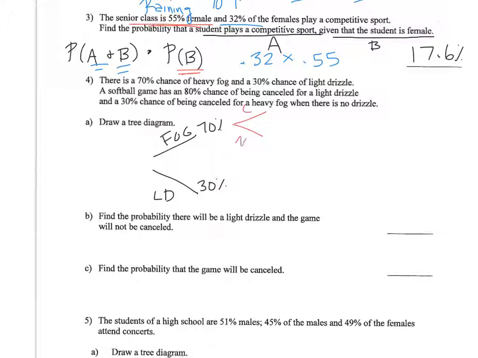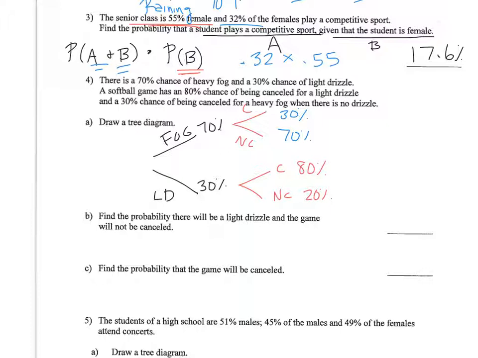So cancel, not cancel. So if the softball game has an 80% chance of being canceled for light drizzle, then cancel, not canceled. This would be 80% canceled. So that means that if it has a light drizzle, there's a 20% chance it's not going to be canceled. And then if it has a 30% chance of being canceled for fog, I'm going to put 30% right here, so it has a 70% chance of not being canceled.